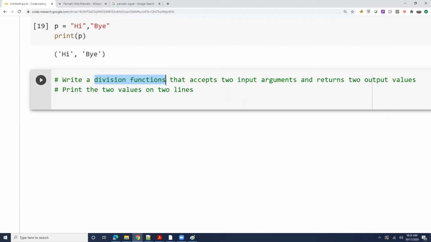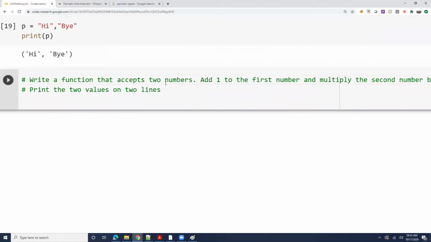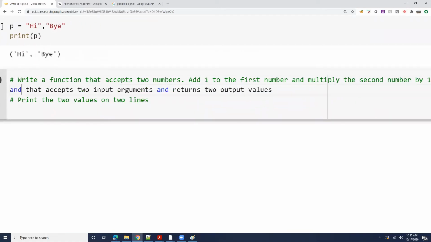Take two numbers, add them both by 1, and then return two numbers plus 1. Okay, so very simple function. Write a function that accepts two numbers, add 1 to the first number, and multiply the second number by 10 and return the numbers.